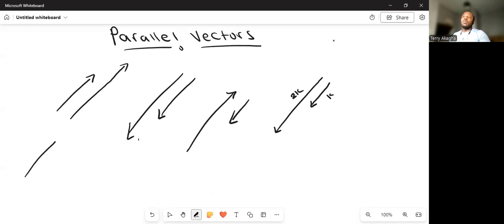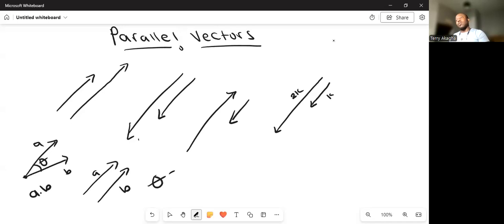When we're doing the dot product, the scalar product, say we have vectors A and B, and we're looking for the dot product of A and B using an angle. But for parallel vectors, there is no angle between them. So theta is always equal to 0. This is going to play a very major role when we talk about the dot product of parallel vectors, as well as the cross product of parallel vectors.